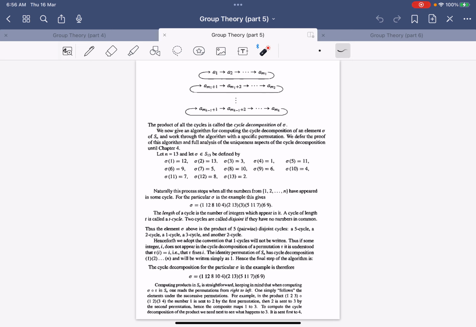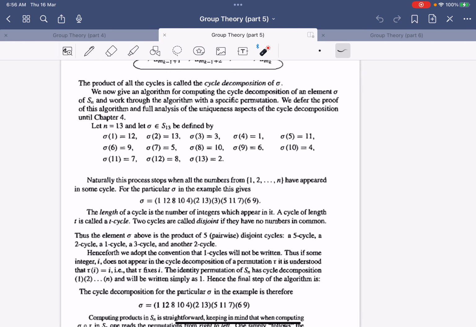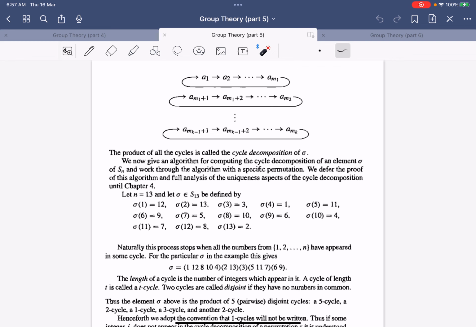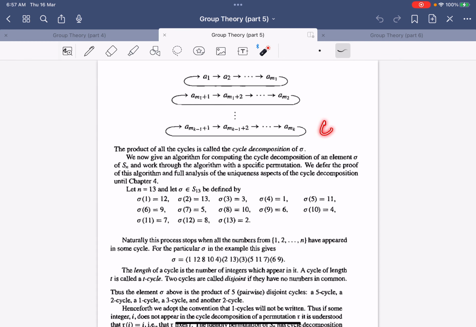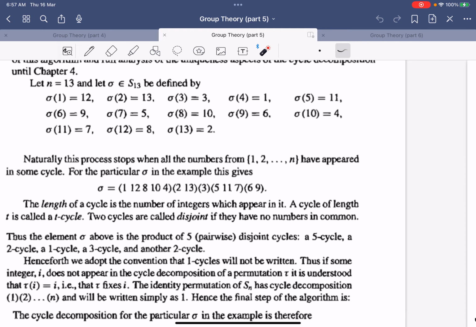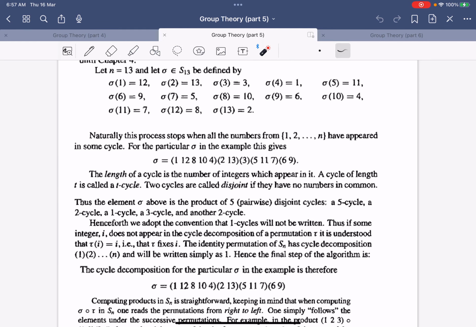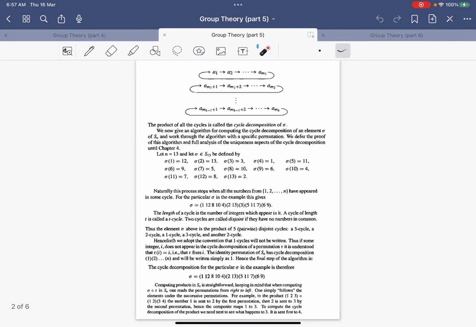Now, this cycle decomposition is unique up to the permutations of the cycle within them. So you can write a1 goes to a2, a2 goes to a3, all the way to am, and then the last one goes back to a1. You can bring the first element all the way to the back, but as long as you keep the order within it in the same cyclic chain, then they are the same cycle. Also, the length one cycles can be removed, as they don't play an important part when you do composition.